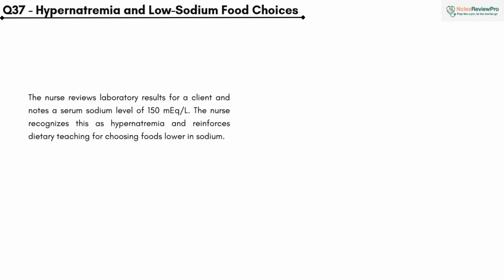Question 37. Select all that apply. Hypernatremia and low-sodium food choices. Clinical scenario. The nurse reviews laboratory results for a client and notes a serum sodium level of 150 milliequivalents per liter. The nurse recognizes this as hypernatremia and reinforces dietary teaching for choosing foods lower in sodium. And the question is asking, which foods are acceptable choices for the client? Remember, this is SATA, so more than one option may be correct.